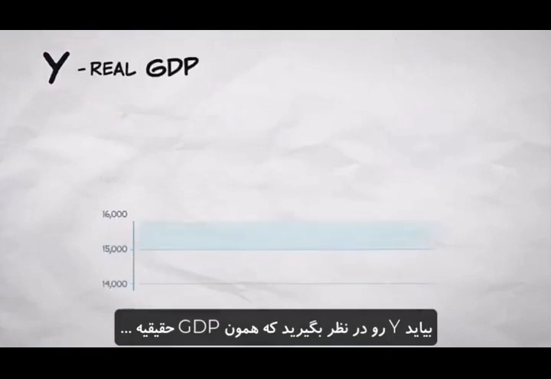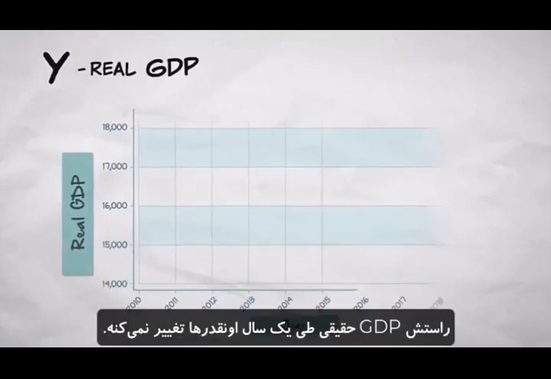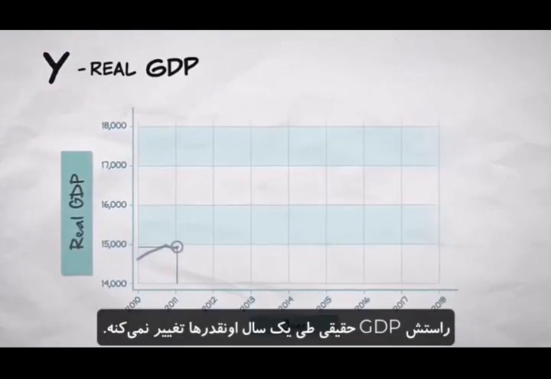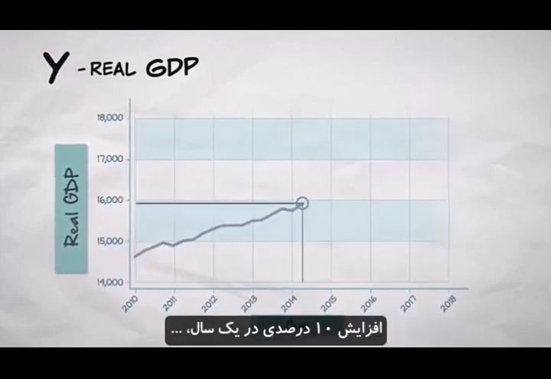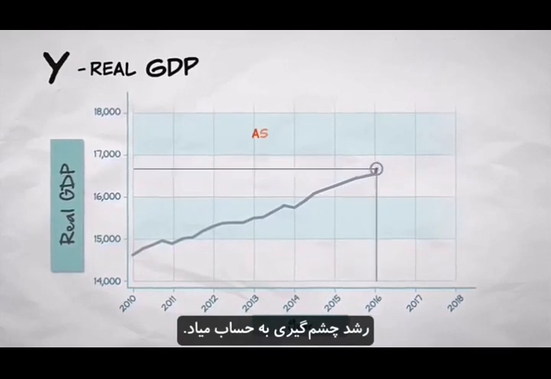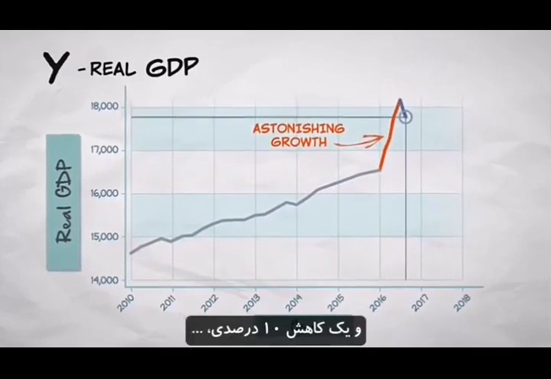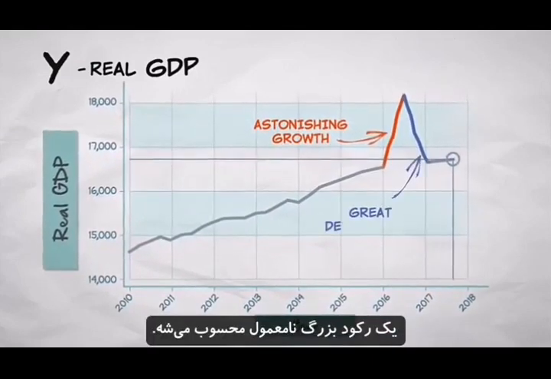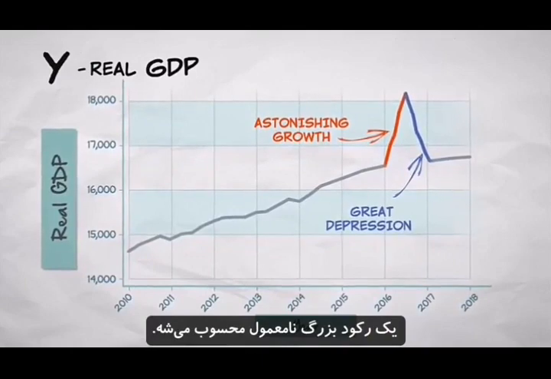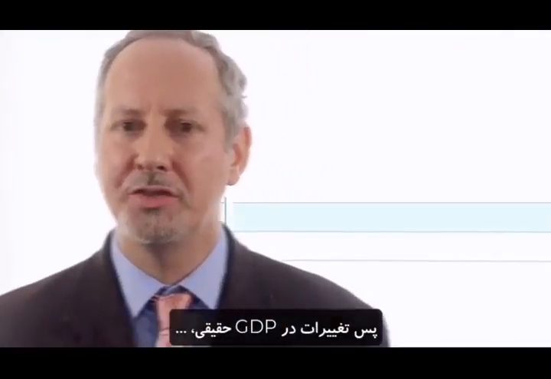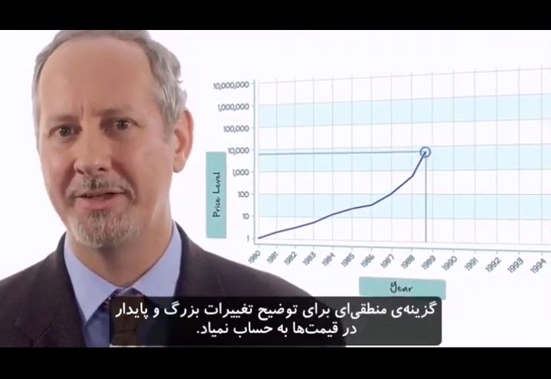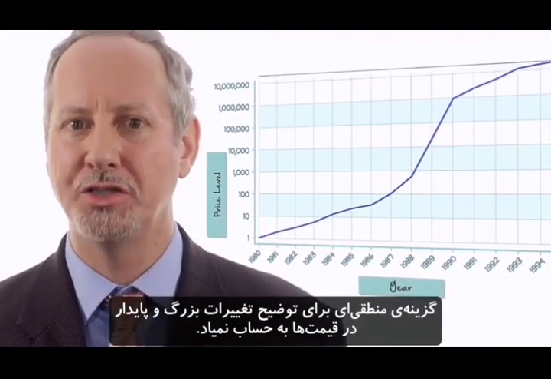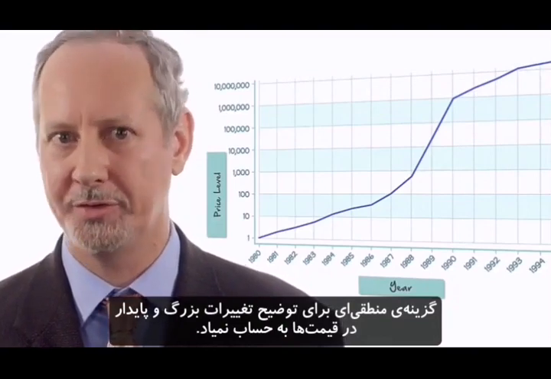Consider Y, that's real GDP. Real GDP doesn't vary that much within a year. An increase of 10% in a single year would be astonishing growth. And a fall of 10% would be a very unusual Great Depression. So changes in real GDP don't seem like a plausible candidate for explaining large and sustained changes in prices.